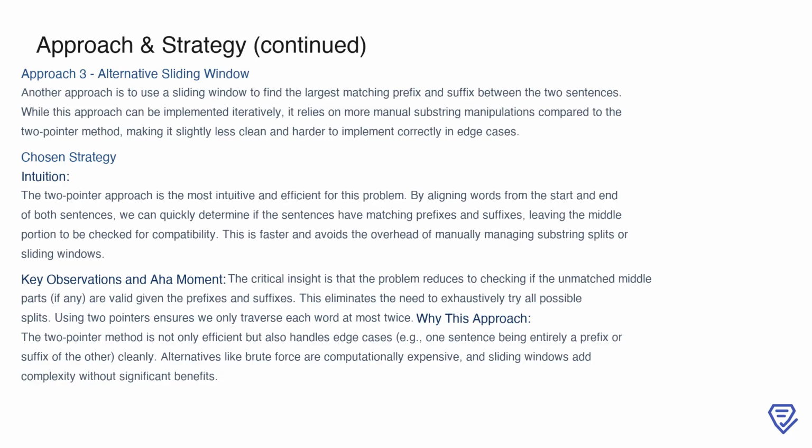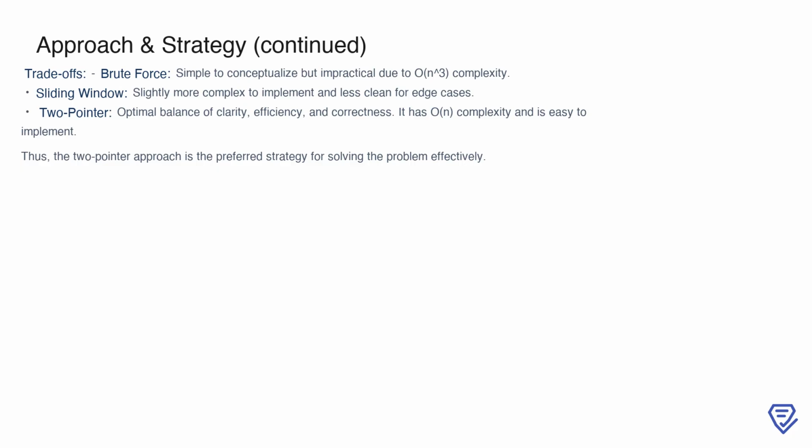Additionally, the two-pointer approach naturally handles tricky scenarios, such as when one sentence is entirely a prefix or suffix of the other, making it both robust and efficient. Finally, let's evaluate the trade-offs between these approaches. The brute force method is conceptually simple but impractical due to its n-cubed complexity, which makes it infeasible for larger inputs. The sliding window approach, while more efficient than brute force, introduces additional complexity in implementation and struggles with certain edge cases. On the other hand, the two-pointer method offers an optimal balance of clarity, efficiency, and correctness.